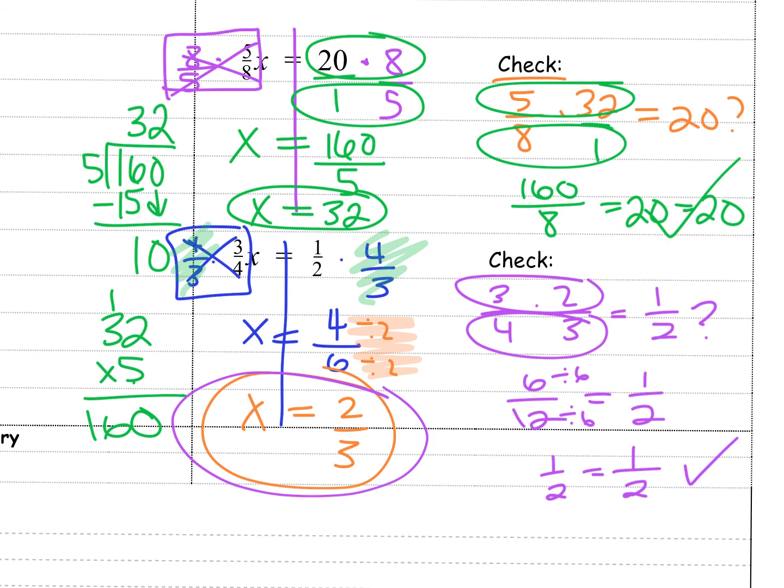When I went to check, I did 3/4 times 2/3, multiplied my numerators and denominators together. Notice that 6/12 can reduce. They're both divisible by 6. And I got 1/2 equals 1/2.